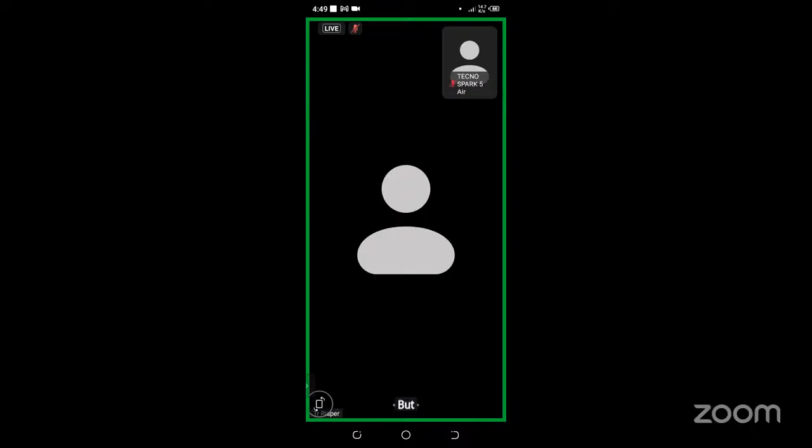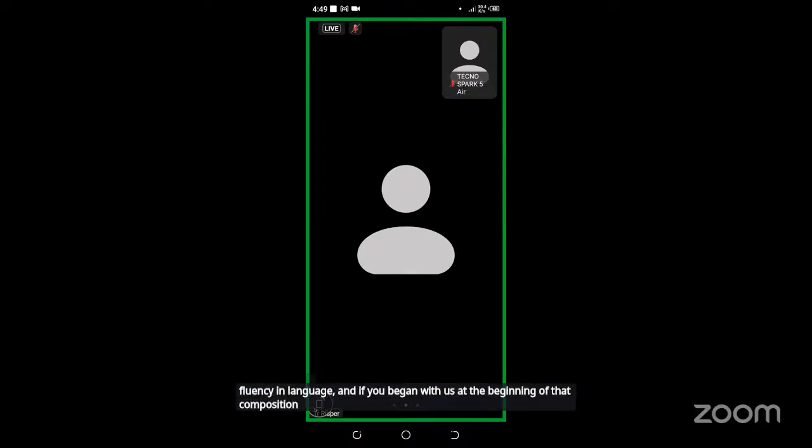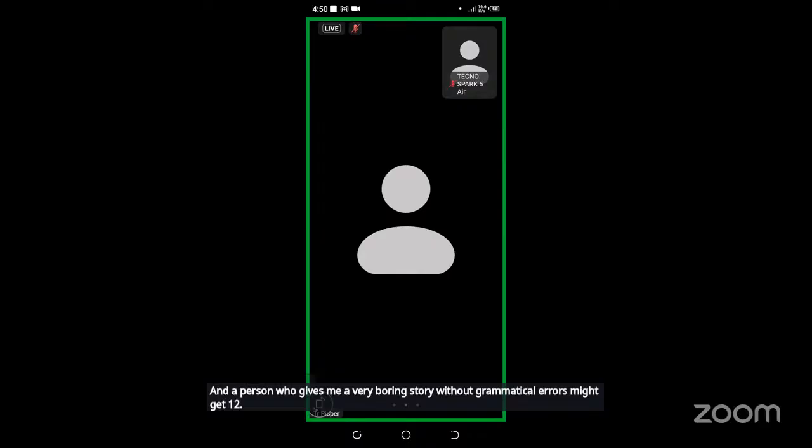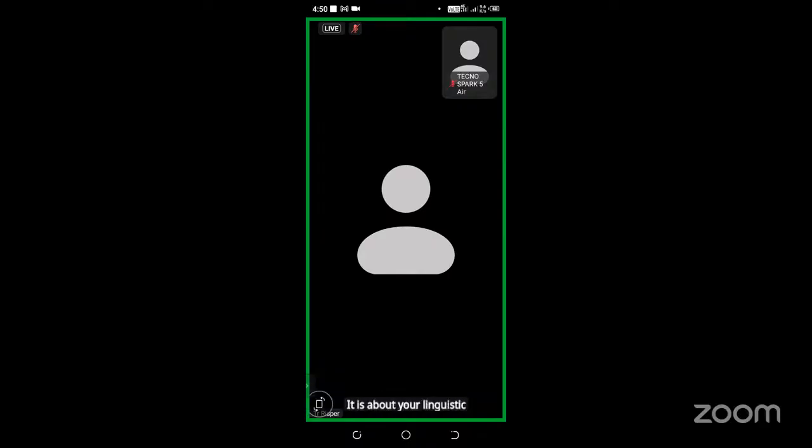but then your fluency in language matters. At the beginning of this lesson, we said the bulk of your marks is in the fluency of your language. I'm just preempting. It might be your language has a lot of grammatical errors. A person who makes grammatical errors with a very good story, I can give them 9. And a person who gives me a very boring story without grammatical errors might get 12. That is where it will beat you. It is about your linguistic capability. After all, it is a composition in English.